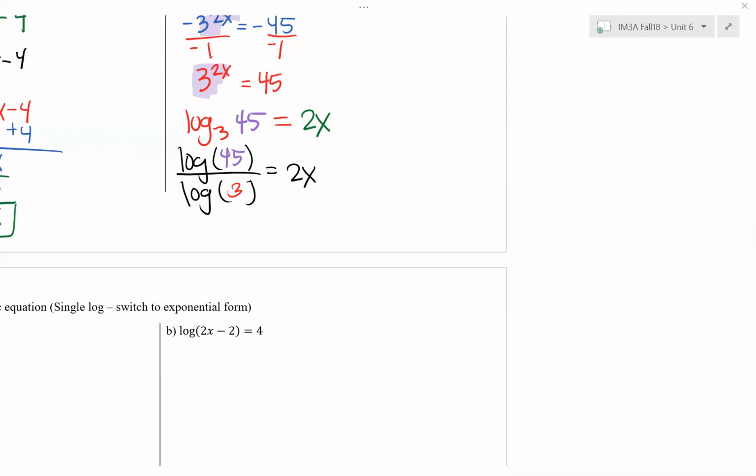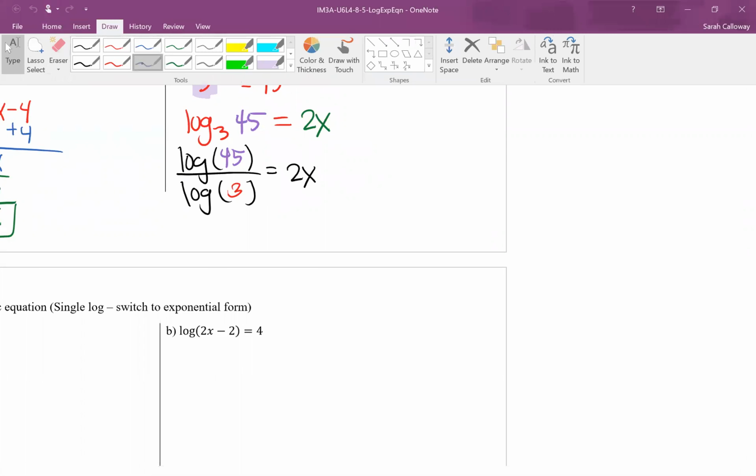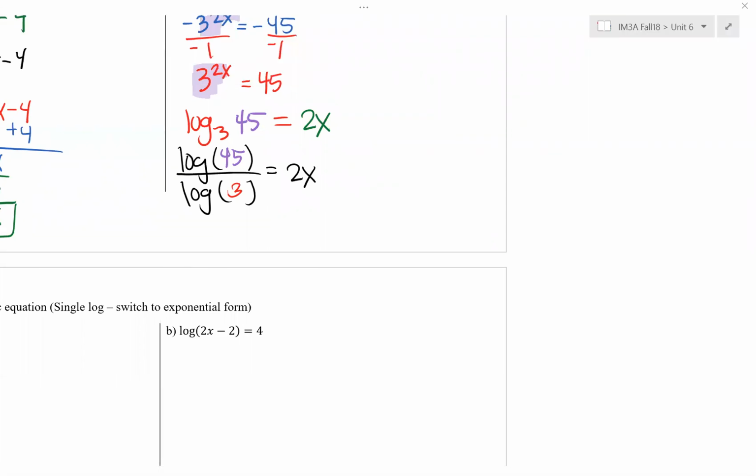Okay, sorry, I had technical difficulty. So we have log of 45 divided by log of 3. So we're going to calculate log 45 divided by log 3, and that gives us 3.4650. So we really get 3.46497, but that 7 is going to make that round up. So we're going to end up with 3.4650 equals 2x.